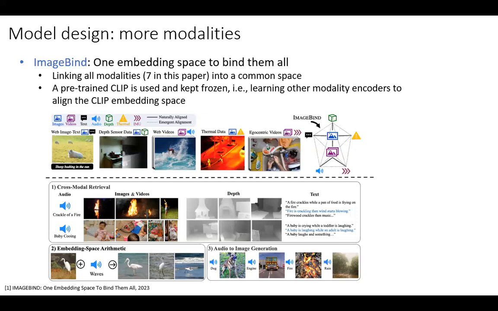And in the paper, they also show that, usually we do text to image generation, right? But here they can do audio to image generation. You get an audio as input, but since your audio and the text are in the same space, you just map your audio into an embedding, without changing anything.